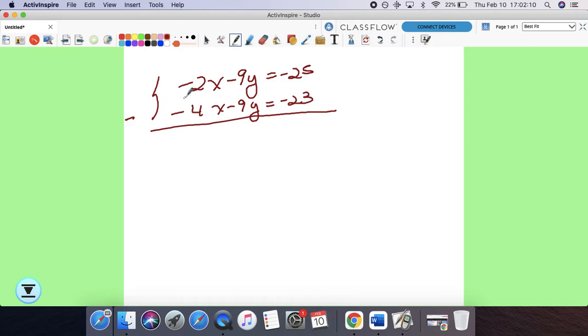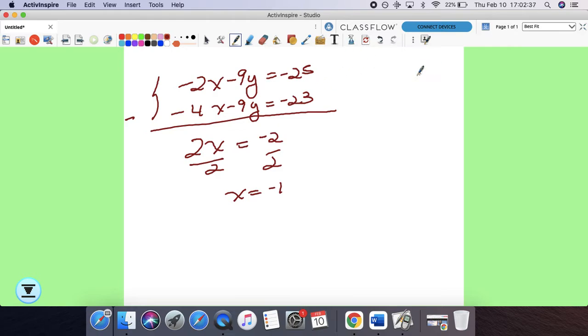If we subtract, be really careful. It's -2x minus 4x, which becomes -2x plus 4x, so we get 2x positive. -9y minus -9y is actually -9y plus 9y, so that becomes 0 and goes away. -25 plus 23 is just equal to -2. Divide both sides by 2, x equals -1.